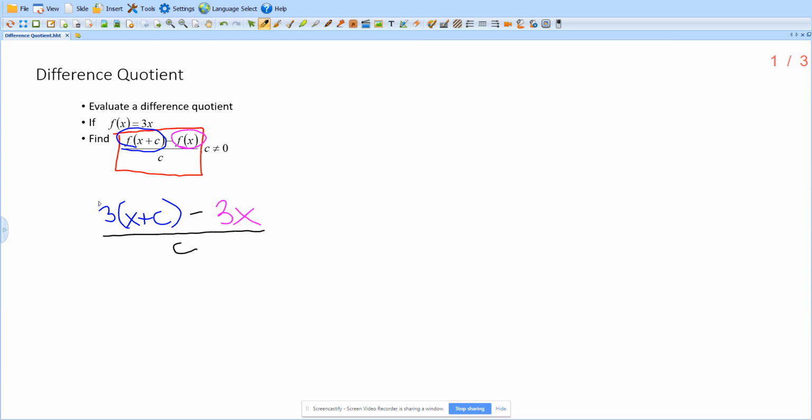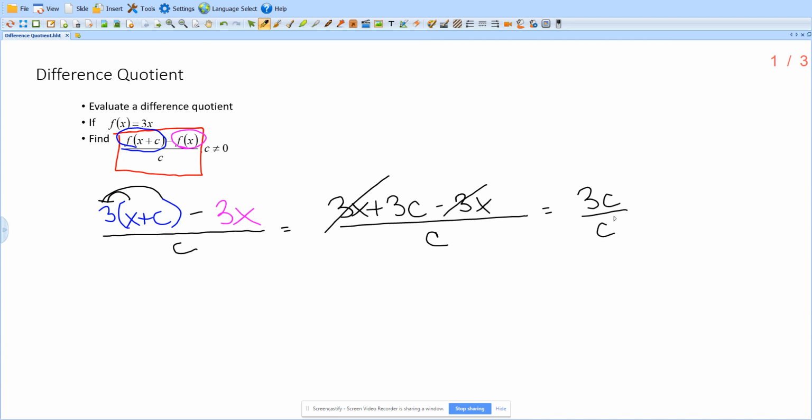So if I simplify this, I'm going to distribute this 3, and I get 3x plus 3c minus 3x all over c. So my 3x minus 3x cancels, and I get 3c over c. The c over c cancels, so I'm left with just 3. Now in this case, we get a numeric answer, but that is not always going to be the case. A lot of times, you're going to get some expression as the answer. But here we find that the difference quotient is just equal to 3.